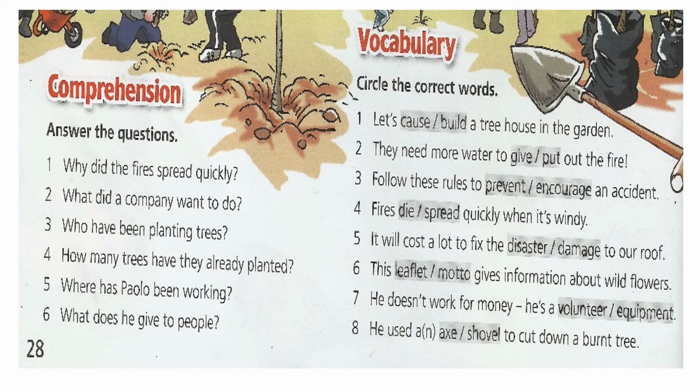7. He doesn't work for money. He is a volunteer. He is doing this job willingly. Nobody forced him and he is not being paid. He is a volunteer. 8. He used an axe to cut down a burnt tree, because an axe is used to cut trees, to chop trees. On the other hand, a shovel is used to dig sand or soil in the ground. It's used for digging, but an axe is used for cutting.